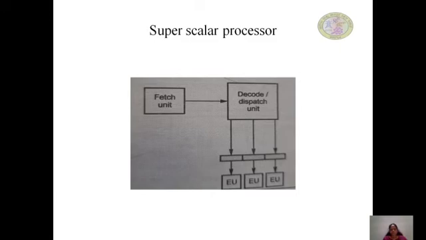The advantage of the superscalar processor is speed. If there is no dependency between the instructions, we can execute multiple instructions in a single clock cycle, so that the throughput can be increased. But the limitation of a superscalar processor is dependency. If there is a dependency, in order to handle it, we make use of a compiler, or compiler optimization is required.